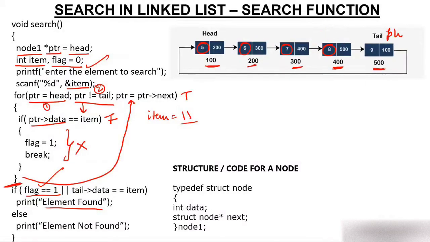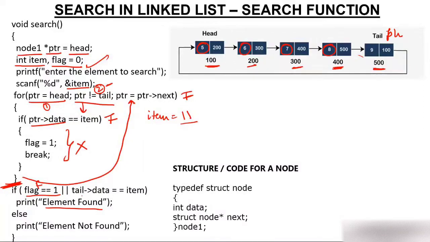Fine. I'll again check the second condition. Is PTR not equal to tail? What is PTR? 500. And what is tail? 500. They are equal, so the condition becomes false. The moment the condition becomes false, I'll come out of the for loop. Now I will check, is flag equal to 1? No, flag is not 1 because I have never entered this block. So flag is 0. So this condition is false.